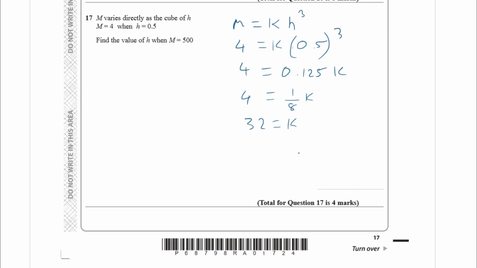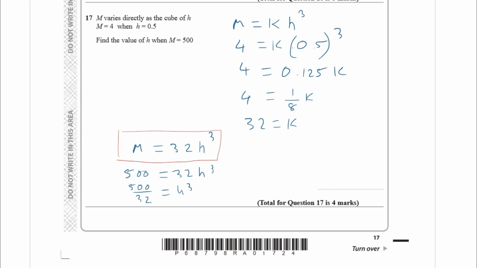So find the value of h when m is 500. You now know that m is equal to 32h cubed. So that's your formula which you can use. And using this formula, find the value of h when m is 500. Okay, so we can do this. We can say 500 is equal to 32h cubed. So we can continue here with 500 over 32 being equal to h cubed.